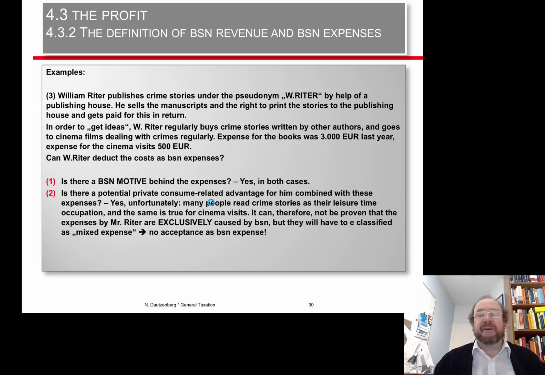So he is probably not able to draw a line. Which crime story have you read exclusively for business reasons? You will not be able to demonstrate that there is a certain amount of the crime stories which you just read purely out of professional interest. And you will not be able to prove that privately you are not a crime story adherent and a maniac. So mixed expense, completely mixed expense, dead and gone, not deductible.